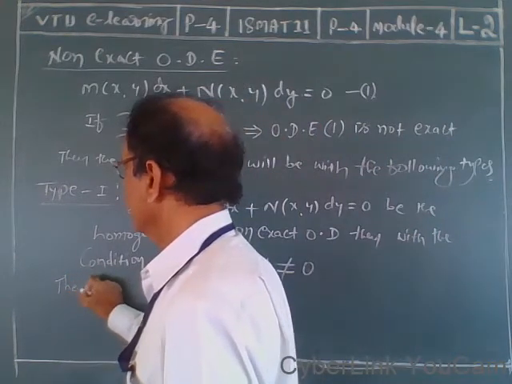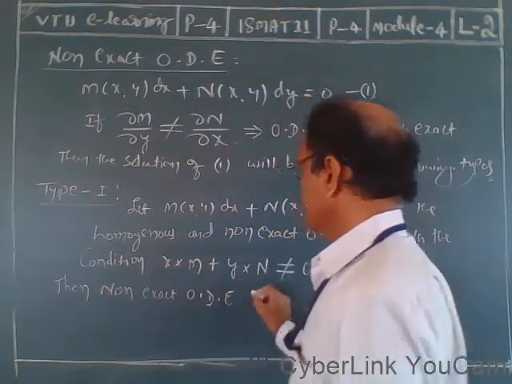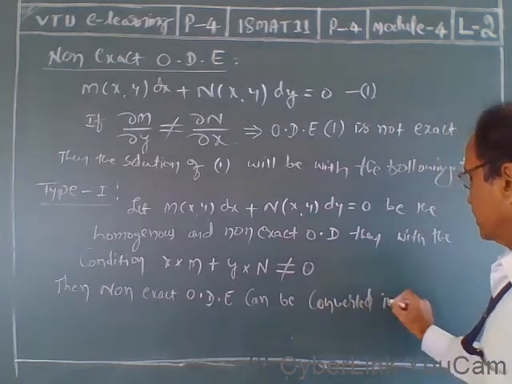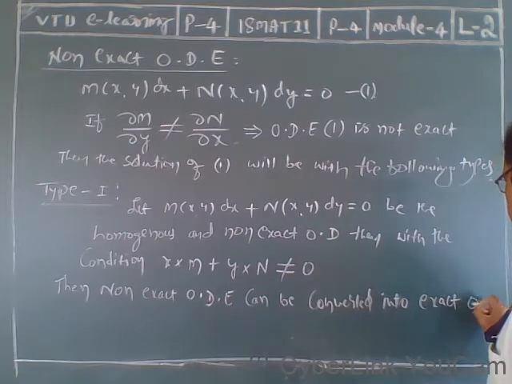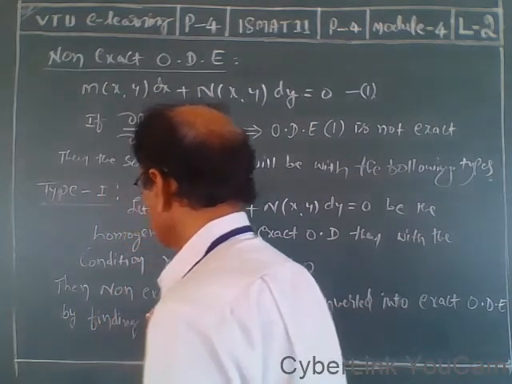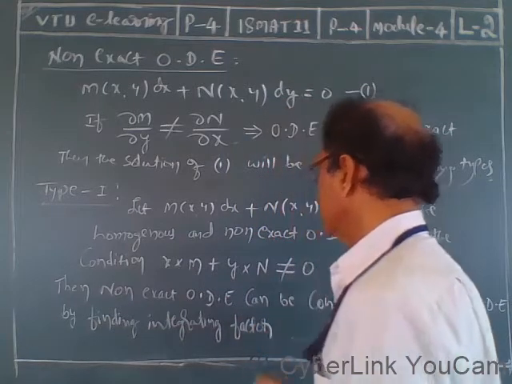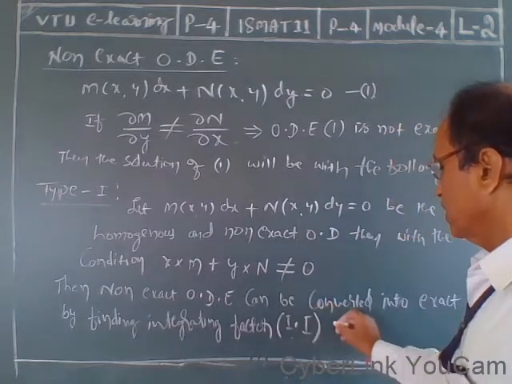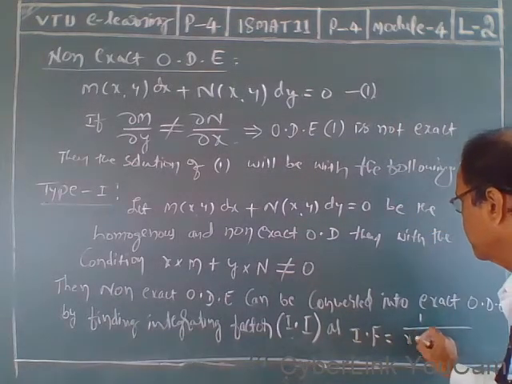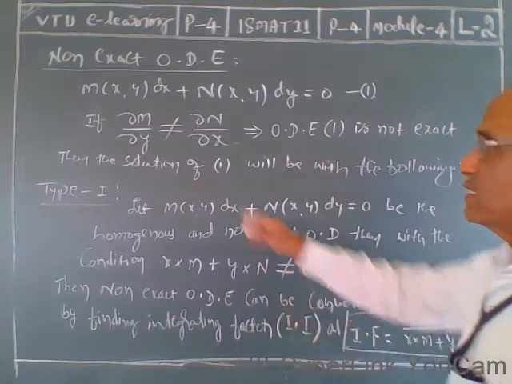Then the non-exact ODE can be converted into exact ODE by finding the integrating factor. Integrating factor, in short form we write I.F., is equal to 1 divided by x into M plus y into N. This is the integrating factor in type 1.